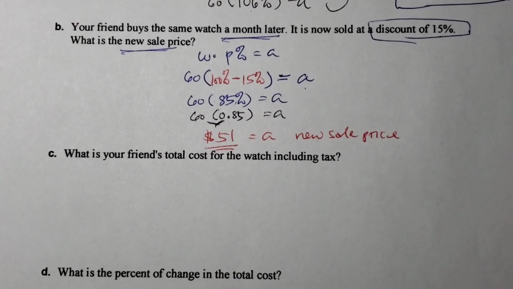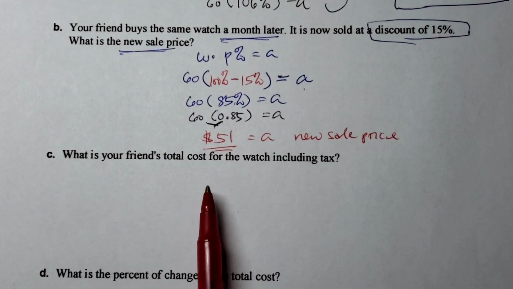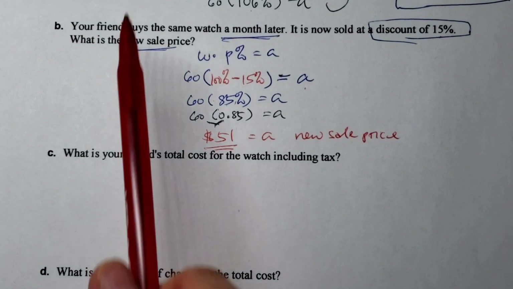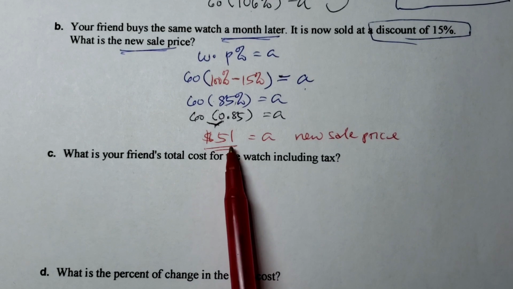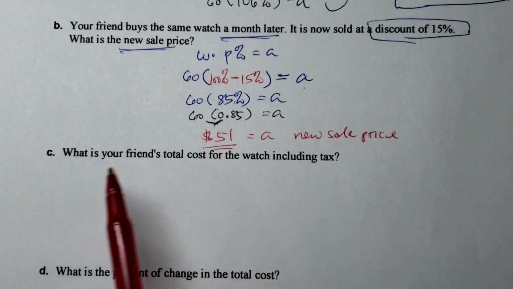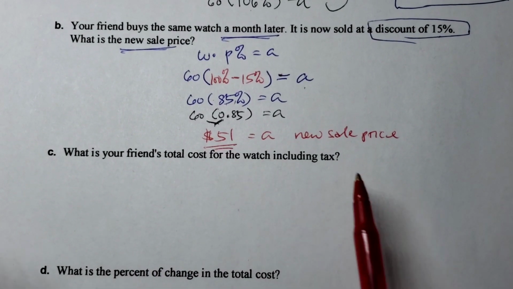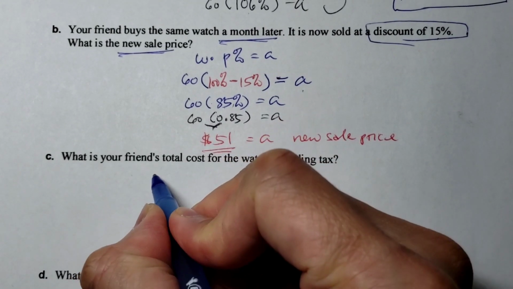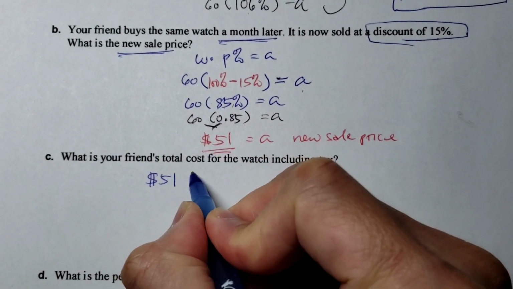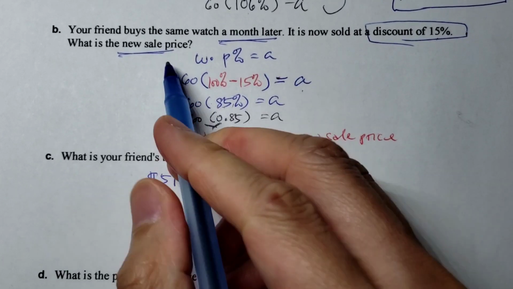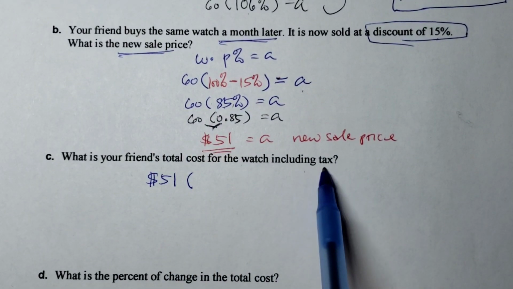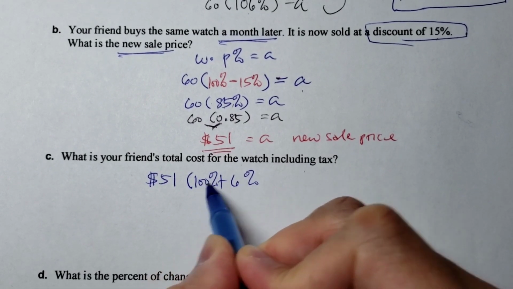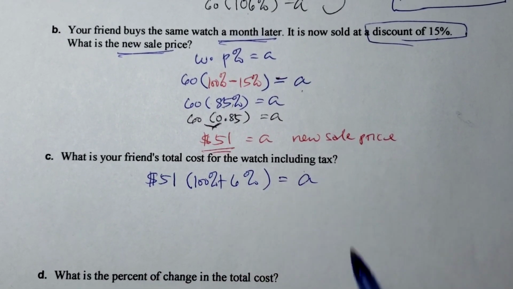Now, letter C. What is your friend's total cost for the watch, including tax? So are we going to use $60 or are we going to use $51? Well, it says what is your friend's total cost. So that is $51. So we're going to do $51. And then multiply that to, now again, including tax. Tax is 6%. Add that to the 100%. That will be the new total cost.